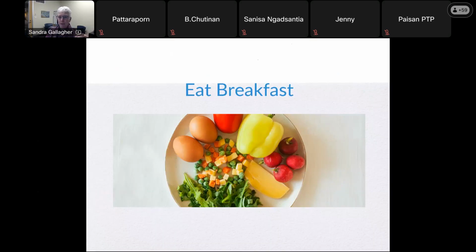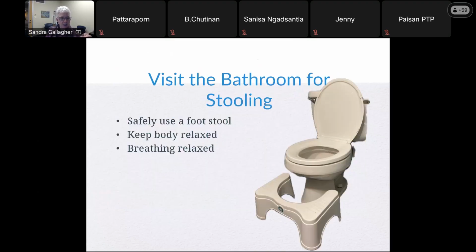They're going to eat a really healthy breakfast. Then they're going to sit on the toilet. And sometimes if people are slouched on the toilet, we recommend something called a squatty potty or a stool here. We want people to be relaxed. We want their breathing to be relaxed, and we want them to be safe on the toilet. And that's how we're trying to optimize bowel function for people who have constipation.